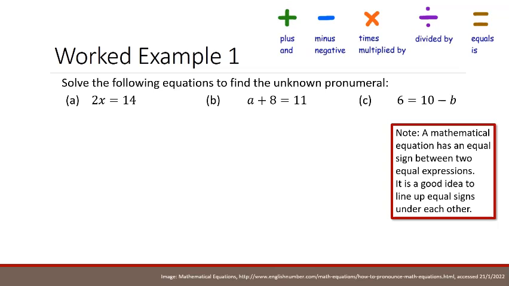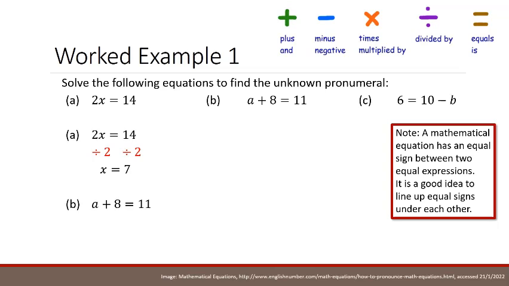It's a good idea to line up equal signs one under the other, as we saw in our last video. So 2x equals 14. We want to divide both sides by 2, and I've written that in red with a divided by 2 underneath the 2x and a divided by 2 underneath the 14. The idea is what you do on one side, you also do on the other side. So when 2x is divided by 2, we have simply x. 14 divided by 2, of course, is 7.